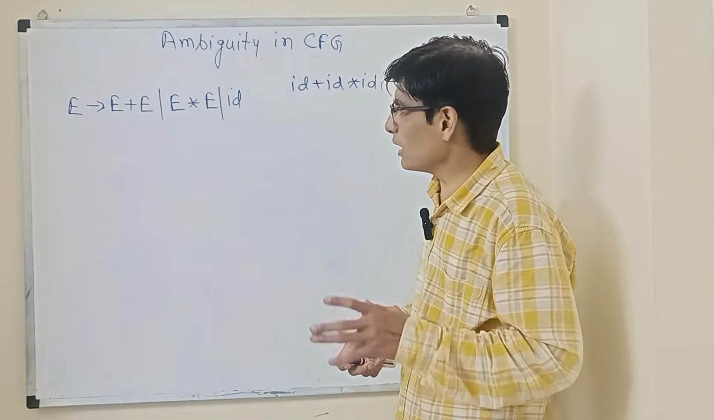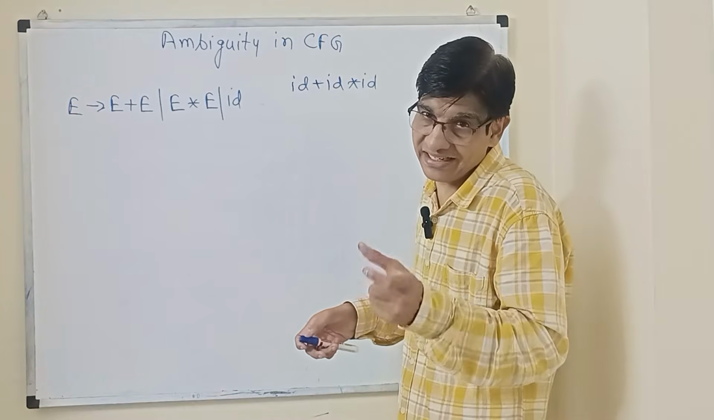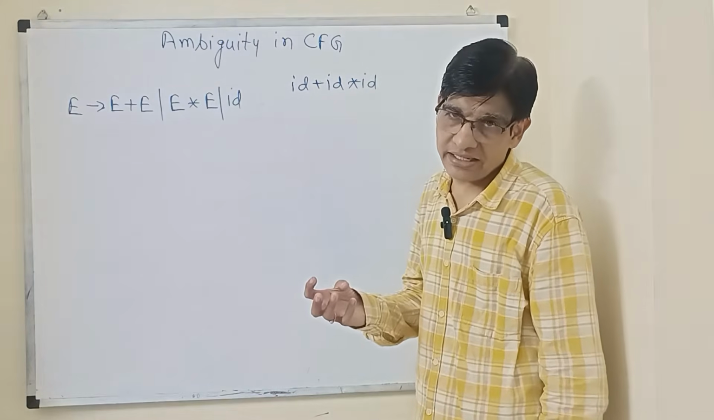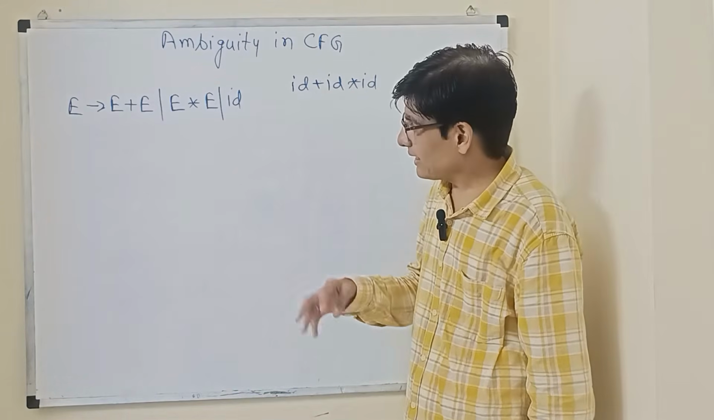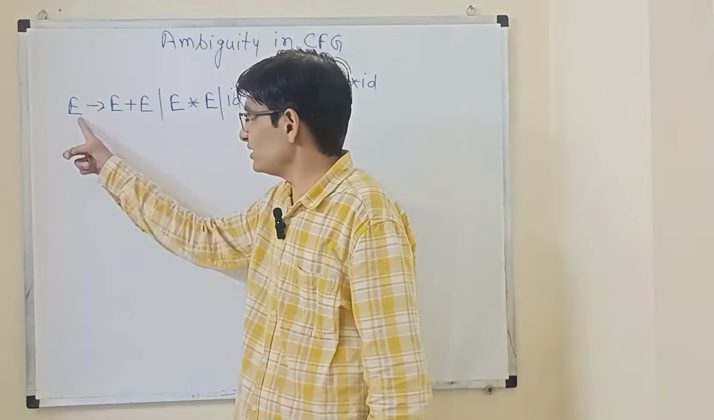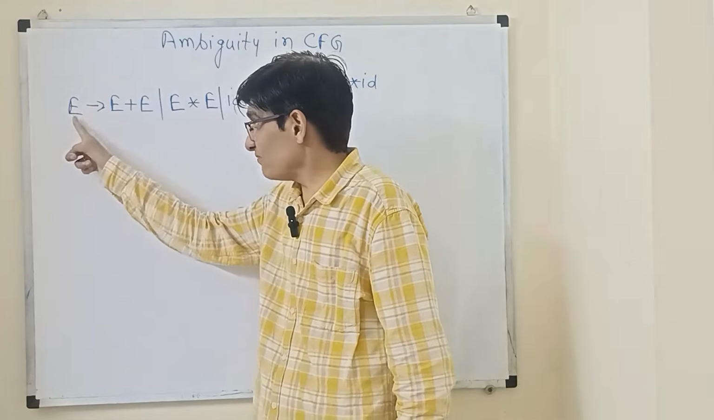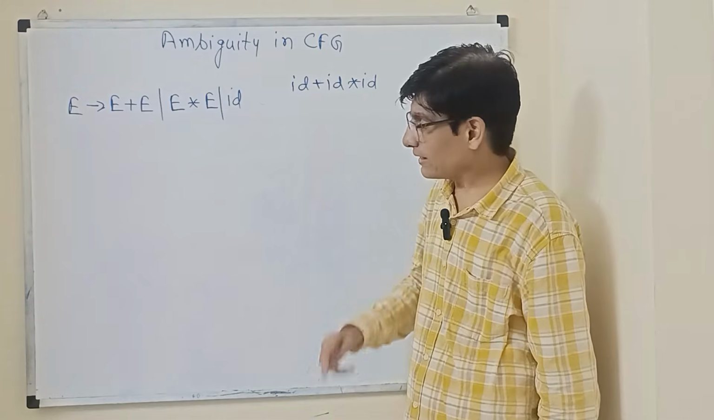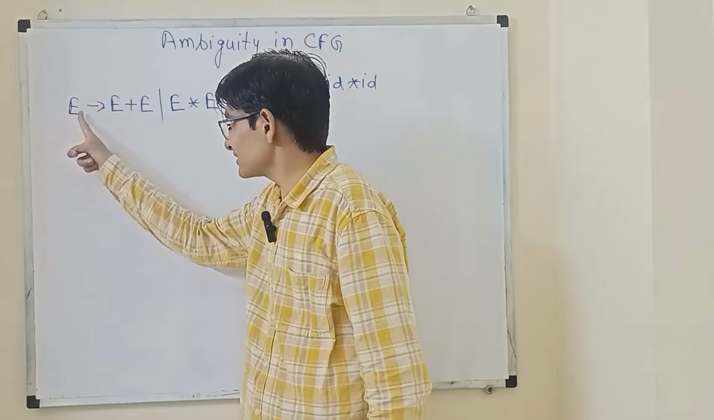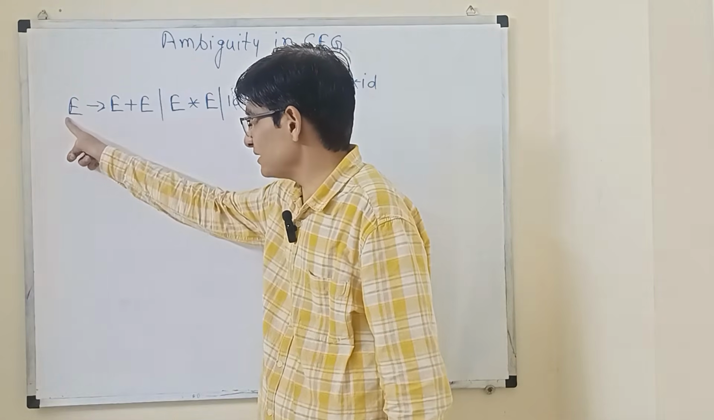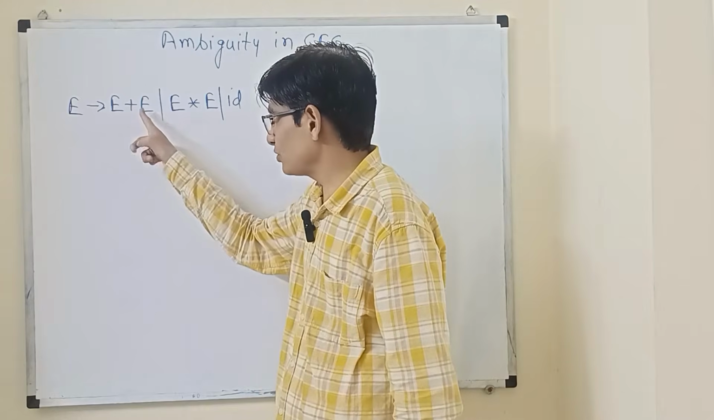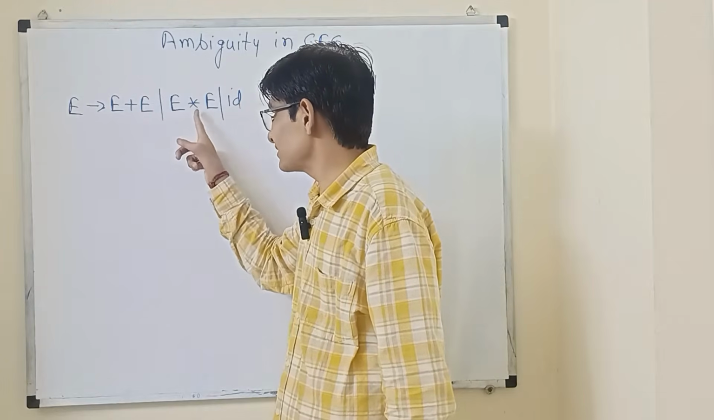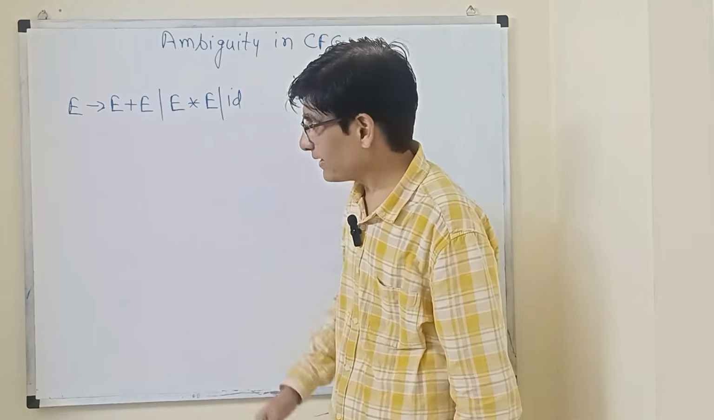So I will show you how to convert a particular grammar into unambiguous form. Now you can identify ambiguous grammar like here, where you have the same variable on the right-hand side which is on the left-hand side, twice in the right-hand side. So here you can see E plus E is on the right-hand side and two occurrences of E are there. Here also two occurrences of E are there in the right-hand side.